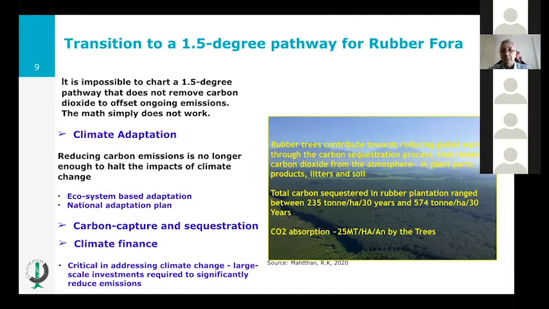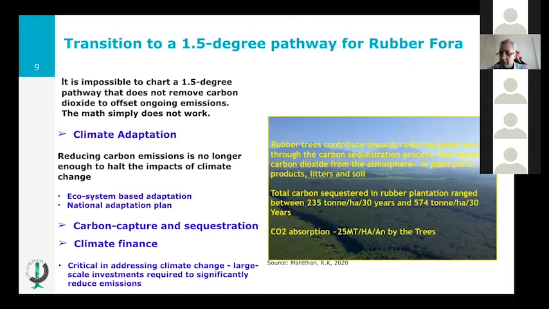The ecosystem-based adaptation and the national adaptation plans. Already these two topics were discussed in detail by the two earlier speakers. And carbon capture and carbon sequestration, this is an area certainly we need to discuss, how collaboration and integration in the rubber space can be done. The climate finance, Vincent has already brought in detail some of the policy dimensions we could address on climate fund. But certainly this is a fact.